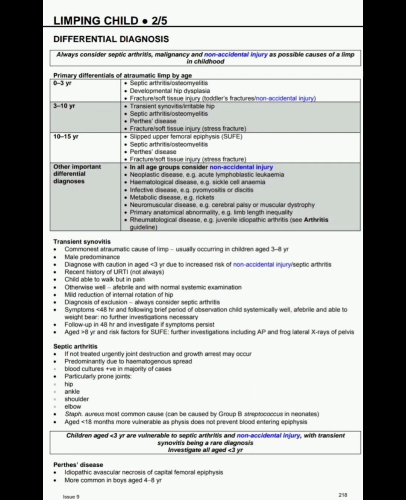Septic arthritis, this is the criteria: if not treated urgently, joint destruction and growth arrest may occur, predominantly due to hematogenous spread. Blood cultures are positive in majority of cases. Particularly prone joints are hip, ankle, shoulder, elbow.